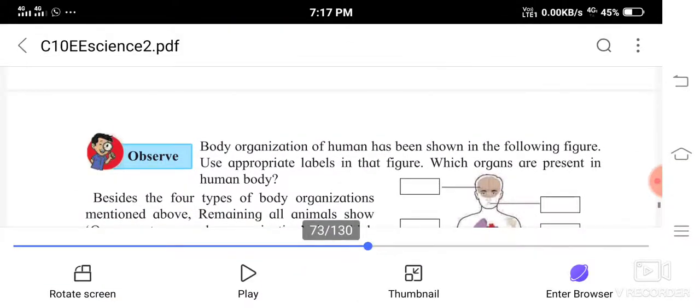Now see, students, we will see a small video on levels of organization.